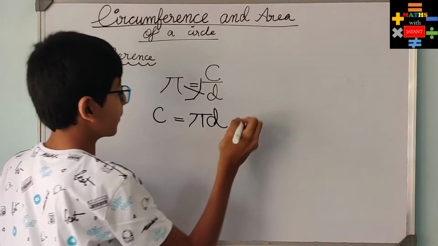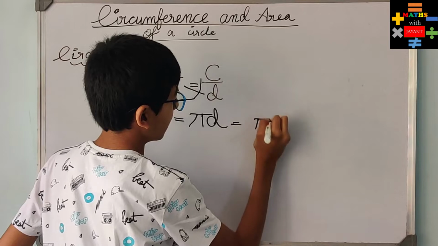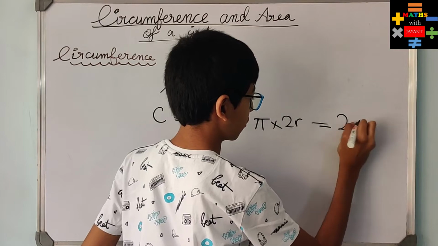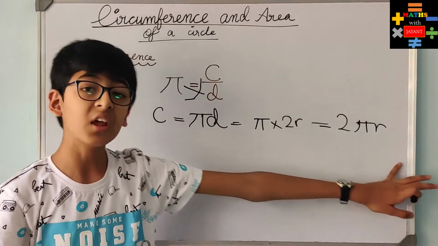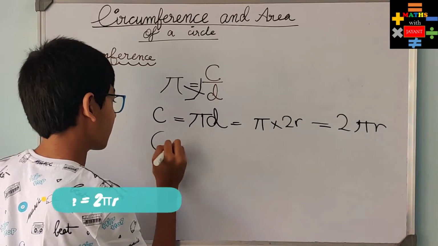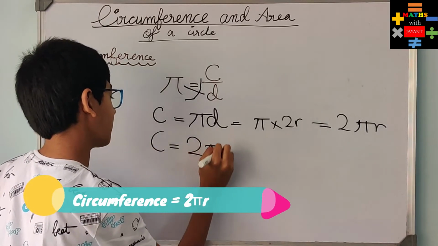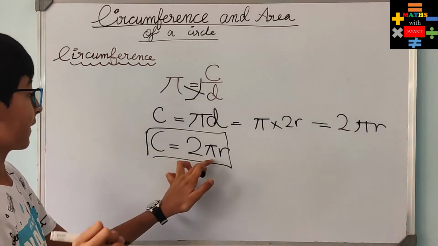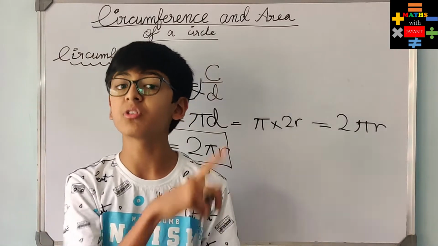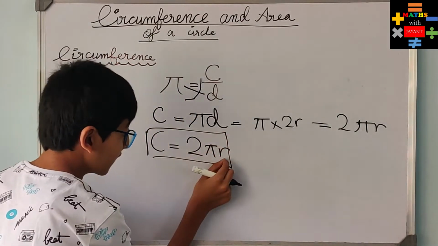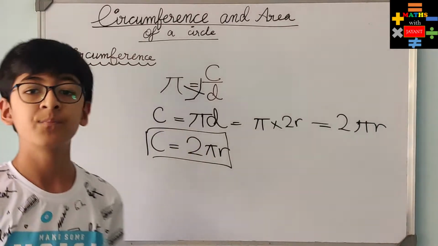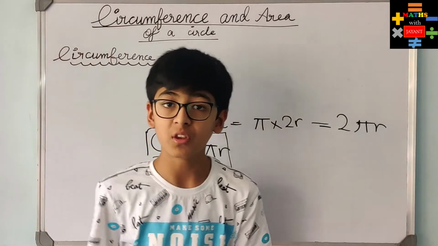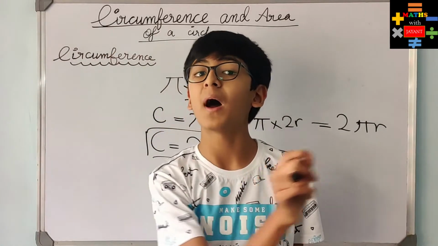So I'll switch this diameter with 2 times radius, pi into 2 times radius, which once I multiply I will get something like this, 2 pi. So we get, circumference is equal to 2 pi r. If you are given the radius, you multiply it by 2, then multiply that by pi. What is pi? 22/7 or 3.14. Or if you are given the diameter, you just directly multiply by pi. Don't need to take care of this 2. So this is about circumference. Circumference is equal to 2 pi r.